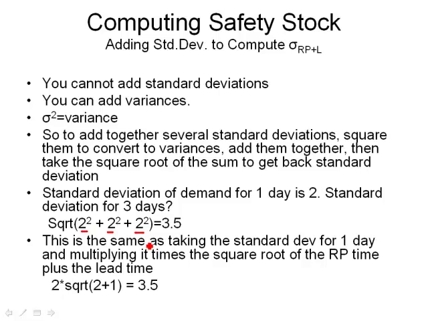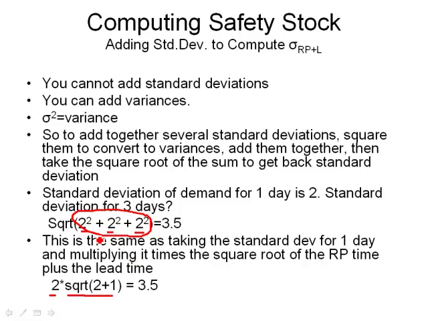To go back to standard deviation, we take the square root of those variances, and that's 3.5. So in other words, 4 plus 4 plus 4 is 12. If you take the square root of that, you'll see that that equals 3.5. Mathematically, that's the same thing as multiplying the standard deviation times the square root of the number of periods that you want to combine. And that's the way that the example's done in the book.